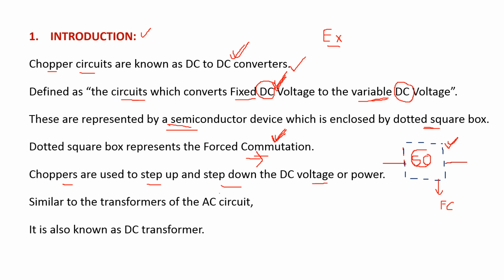In case of AC circuits, by using transformers we can step up or step down the AC voltage or AC power. But in case of DC circuits, by using choppers we can step up or step down the DC voltage or DC power. That's why choppers are also known as DC transformers. This bit is very important from the GATE point of view. Chopper circuits are also known as DC transformers.